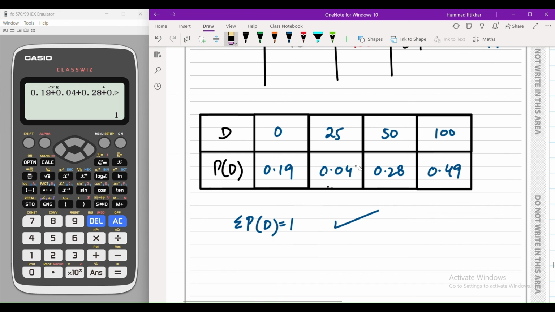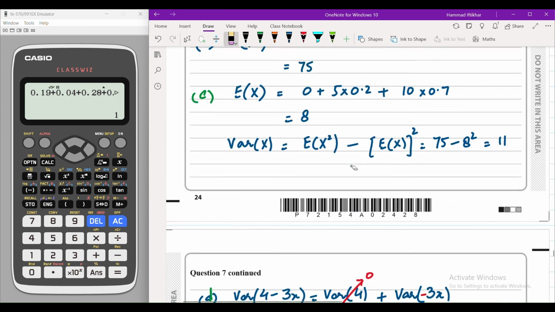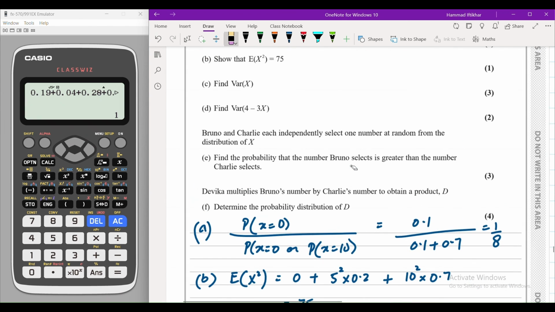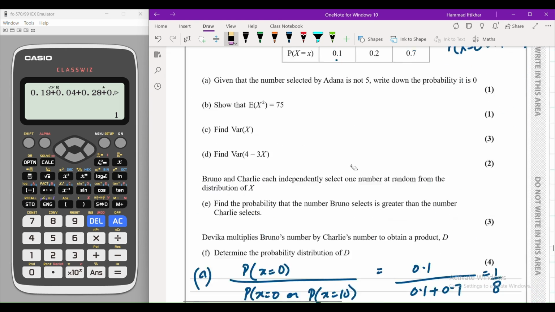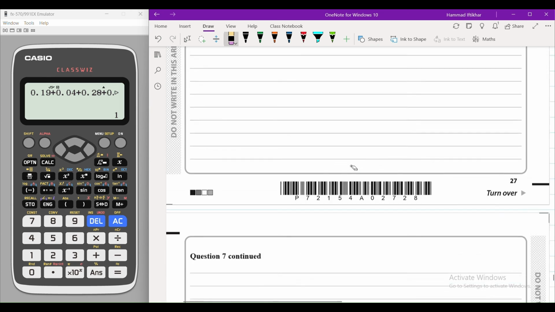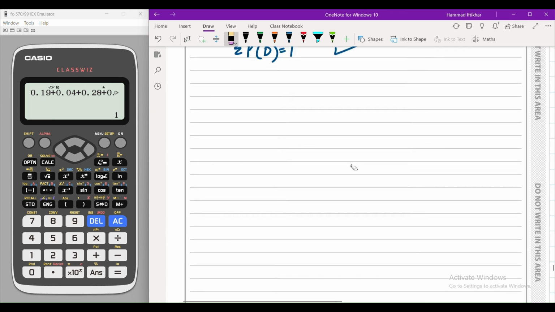Okay, all right. So that's the end of question number 7, and that's the end of this question paper also.